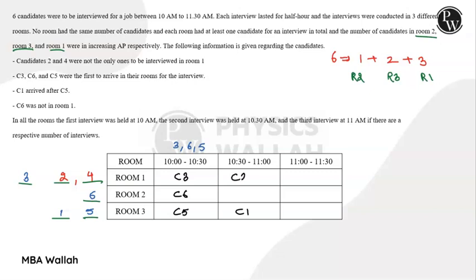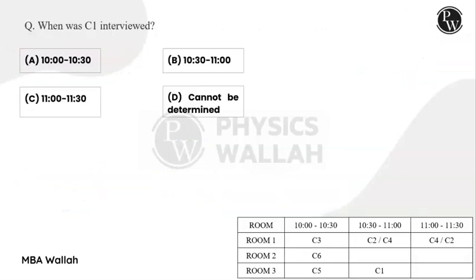So we can say that if C2 is interviewed at 10:30, then C4 must be interviewed at 11, or vice versa. If C4 is interviewed at 10:30, then C2 must be interviewed at 11. Now we will solve the questions based on this. Another question is: C1 was interviewed at what time? So we know that C1 is in room number 3 and is interviewed at 10:30 to 11. So that means option B is correct.